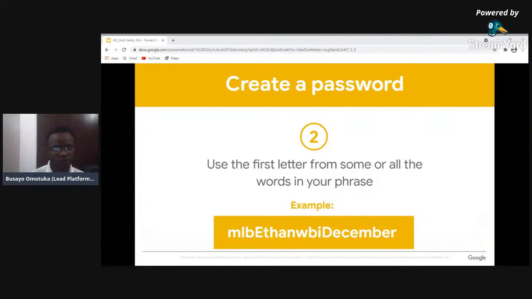So use the first letter from some or all of the words. So just pick the first letter and combine them together to form a very strong password. So look at, for example, the example that we are using. My little brother Hassan was born. So we can just take MLBHWB and put it together to form a very strong password.